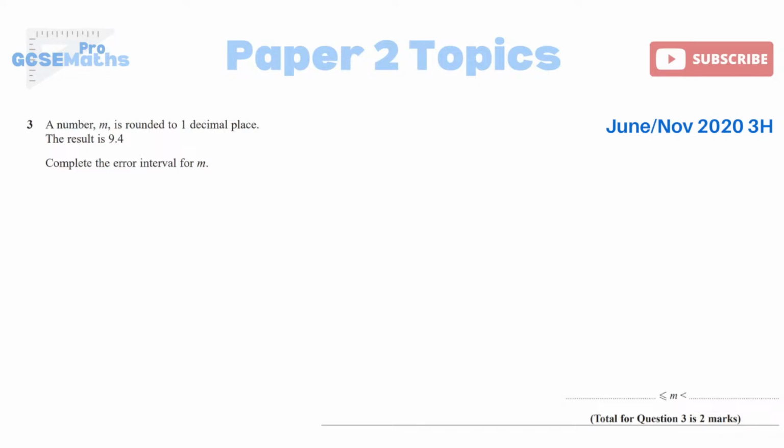So question 3, a number m is rounded to 1 decimal place. The result is 9.4. Complete the error interval for m. Error intervals is a really, really nice question because it's 2 marks just for writing 2 numbers. You don't even need to really write any working out down.